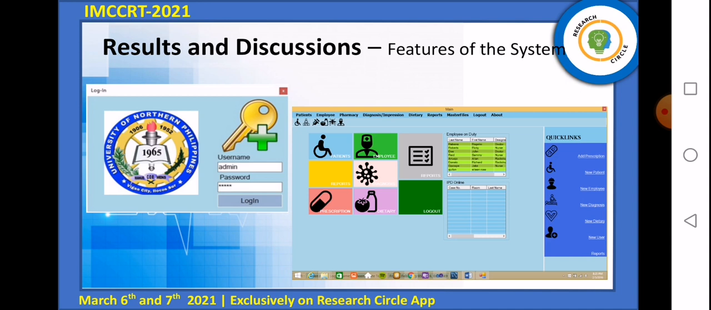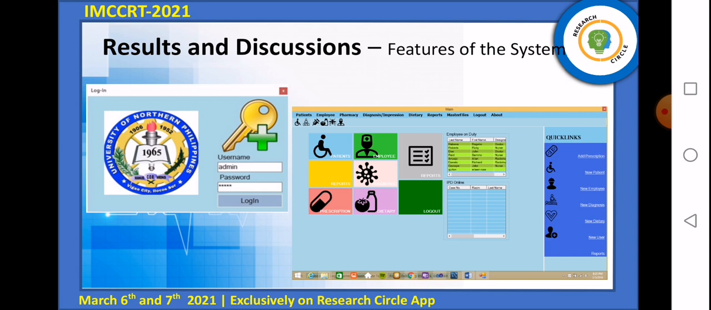Results and discussions. First, under the features of the system. The developed system provides security on patients' records. Only authorized personnel can access the system. The doctor functions as the admin of the system as he or she has full access to the system and is responsible for admitting and discharging inpatients, prescribing medicine, and if there is a need for a patient to go through a laboratory test.